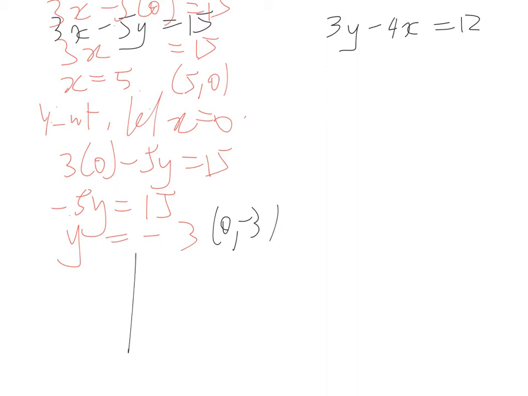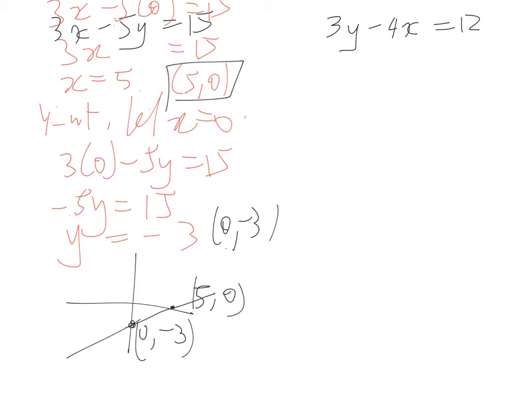So what we do, we draw our graph. We put in our axes. We've got our first point at 5 and 0. Let's just draw it a bit further away. There we are at 5 and 0. And then we've got our other point at 0, negative 3, which is about there. And then we draw a line through the 2 points.